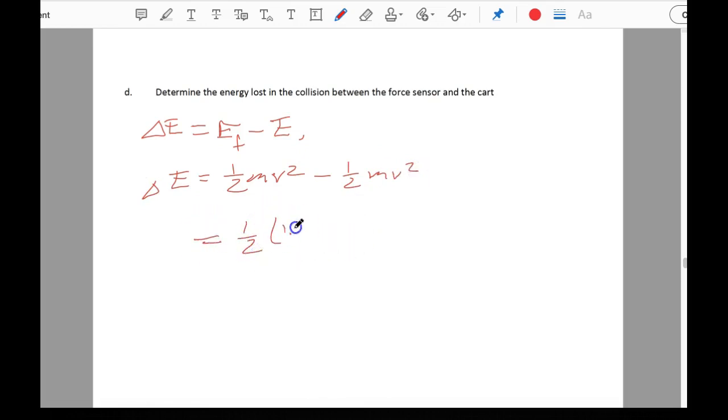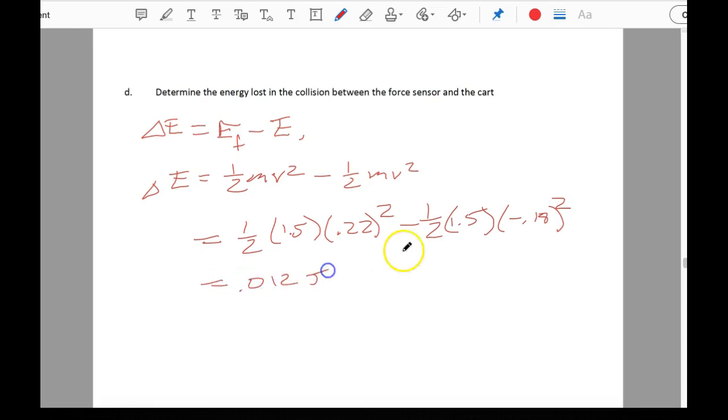This is 1/2 of 1.5, which was our mass, times our final speed, 0.22, squared, minus our original, which is 1.5 times negative 0.18. And we're going to square that, and if you do all your math, you should get 0.012 joules.